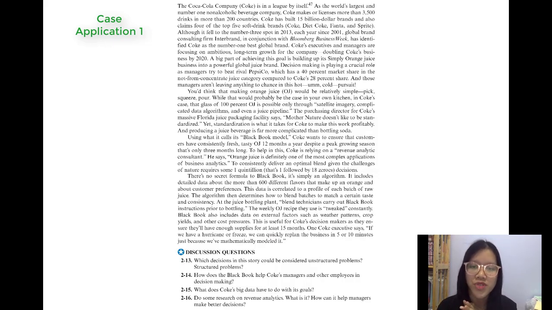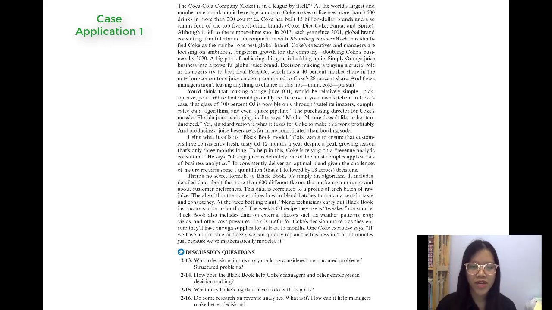Question number 2. The Black Book allows managers to blend batches of juice to match a certain taste and consistency. The Black Book produces an algorithm that allows managers to include external data and tweak recipes as needed based on factors like weather patterns, crop use, and other cost pressures.